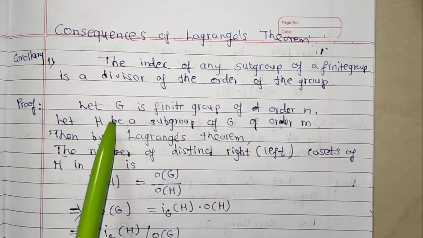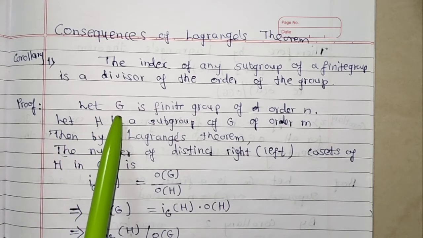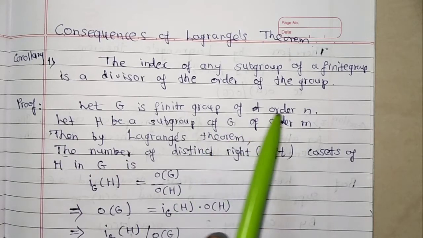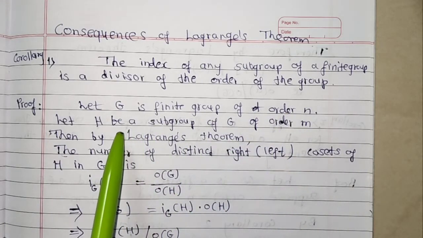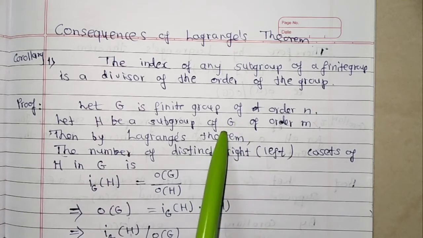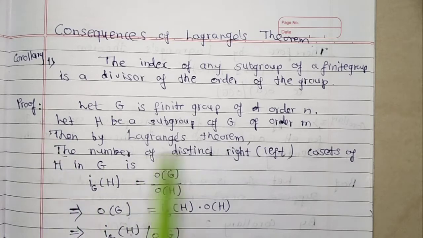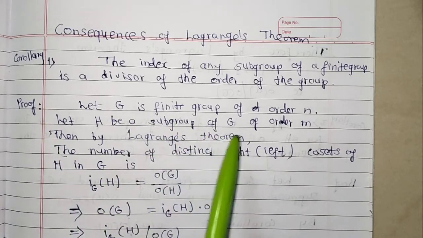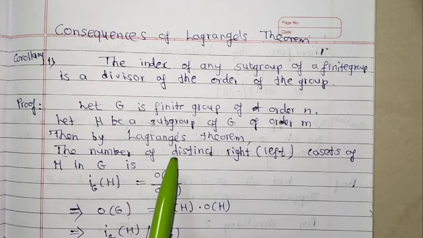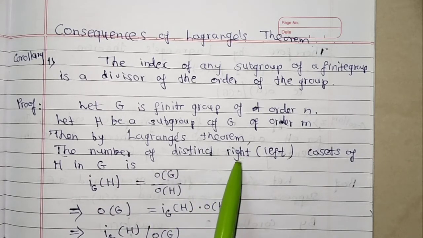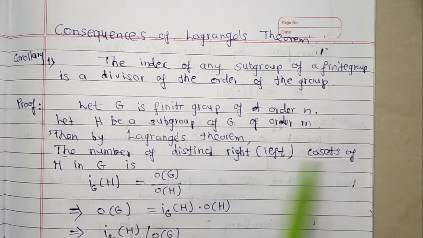In the proof, we assume that G is a finite group of order n and let H be a subgroup of G of order m. We know Lagrange's theorem, and by this theorem the number of distinct right or left cosets of H in G, denoted by the index of H in G, is equal to the order of G divided by the order of H.